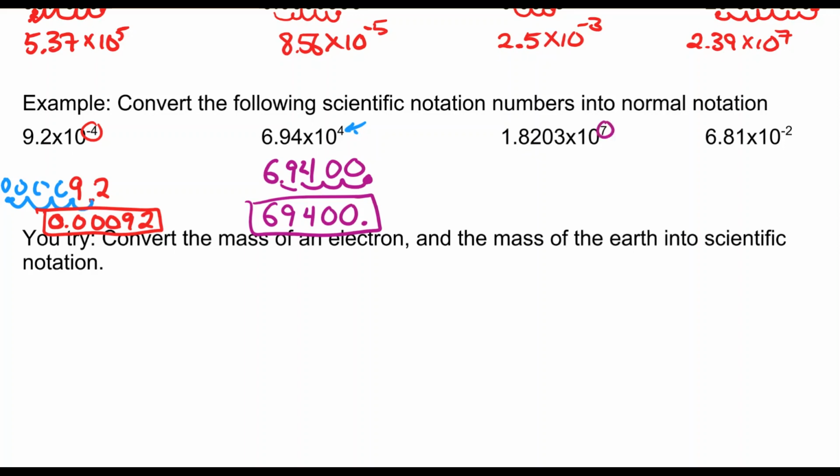Okay, again, it's got to be bigger because it's a positive exponent. So I'm going to move the decimal 7 times to whichever side makes it bigger. 1, 2, 3, 4, 5, 6, 7. So that'll be 18,203,000. That's what our number is.